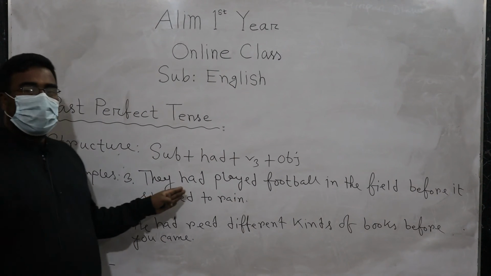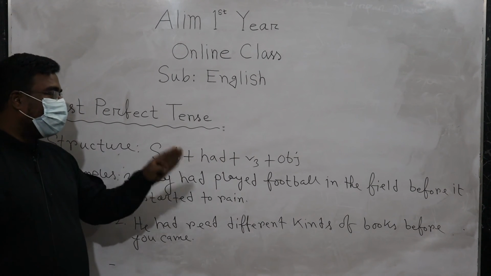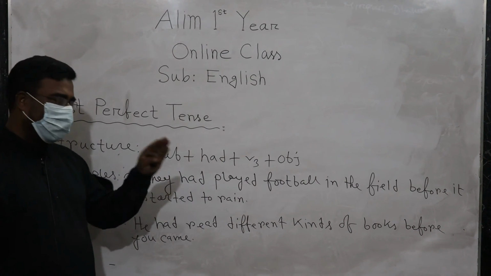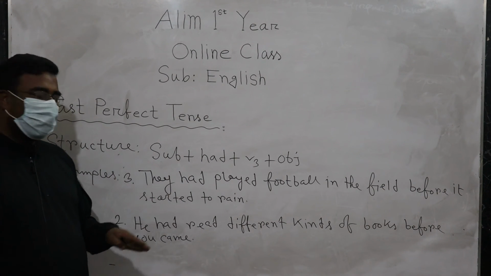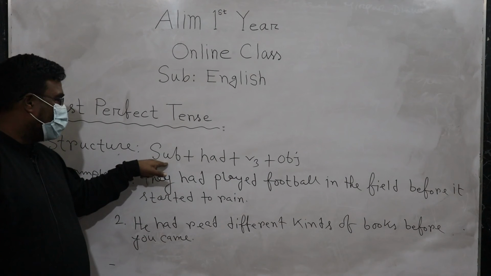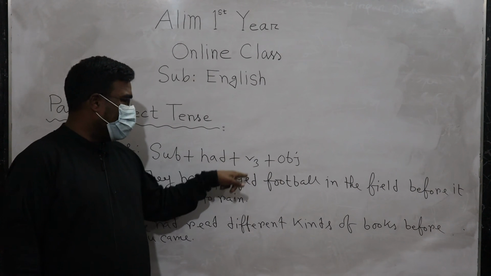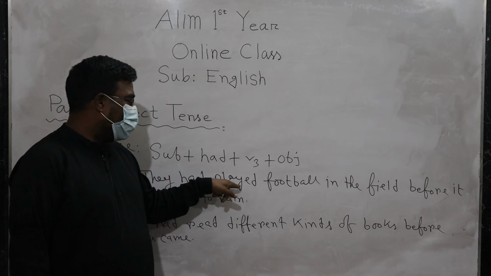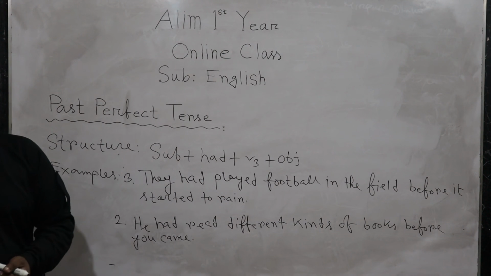Here we have another example of the past perfect tense. Here they had played football in the field is the past perfect tense, and the later action is the past indefinite tense. This sentence is written according to the structure, rules or formula. Here we have they, the subject, had, which works as an auxiliary verb, and played. Here played is the third form, the past participle form of the main verb. So they had played football in the field. It is the past perfect tense.